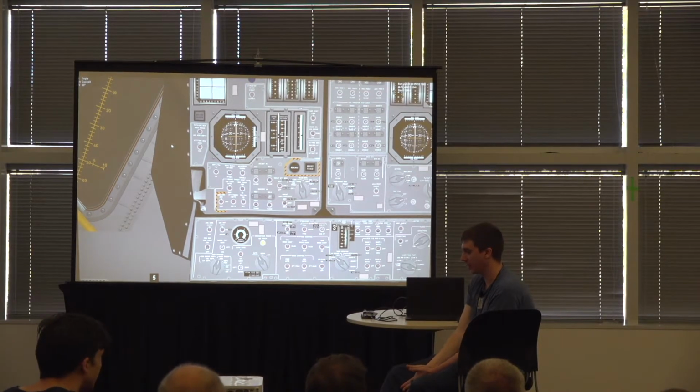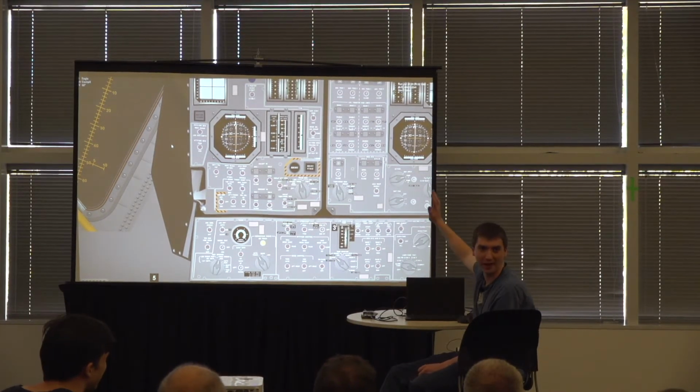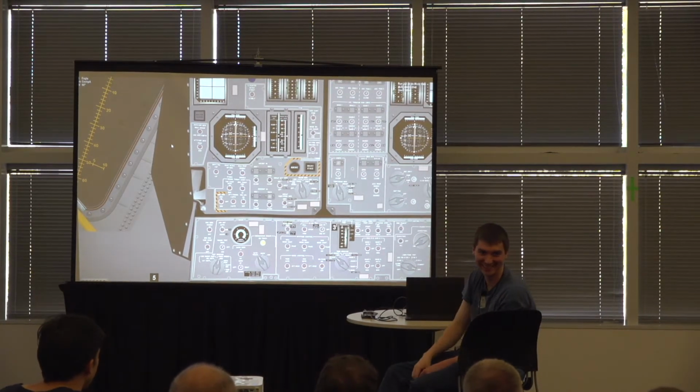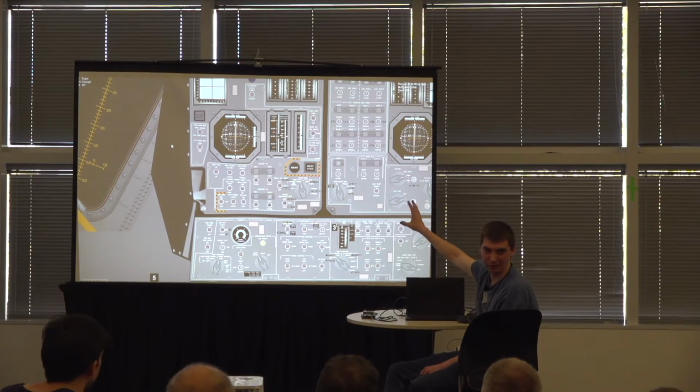Can I simulate docking with the command module? You can with this program, but I don't know how to do it. So I've only practiced the landings. But this simulator does the entire mission.